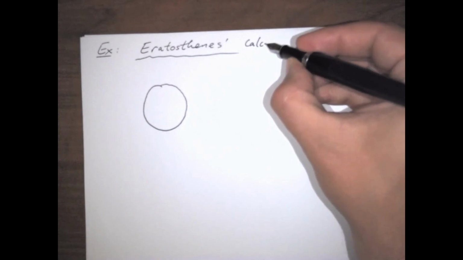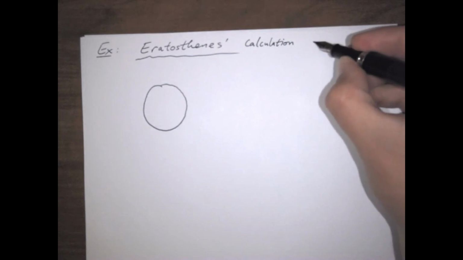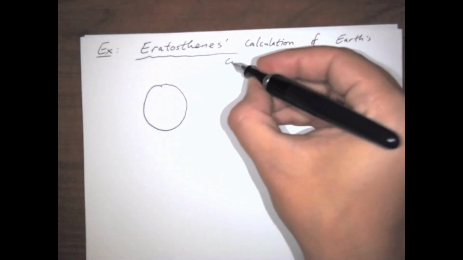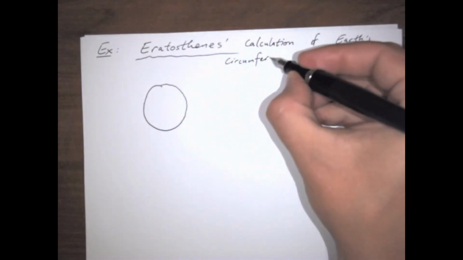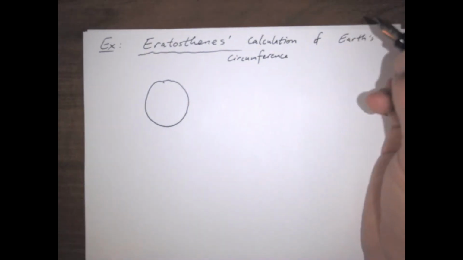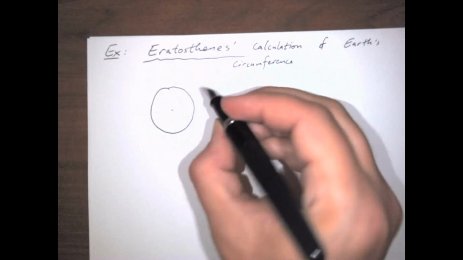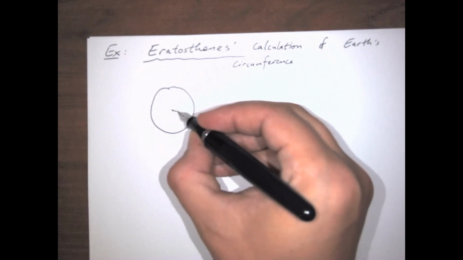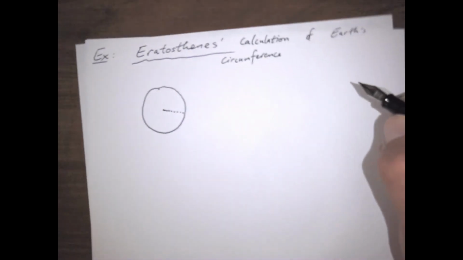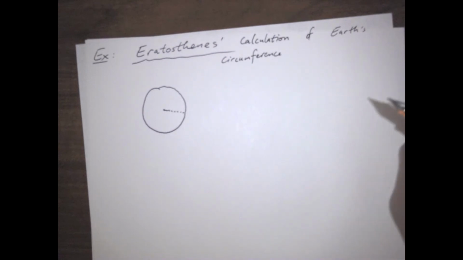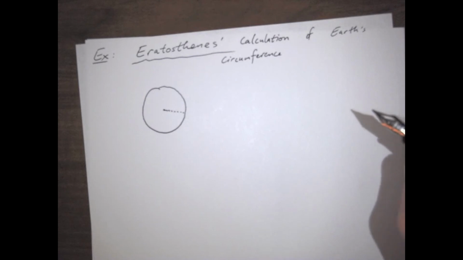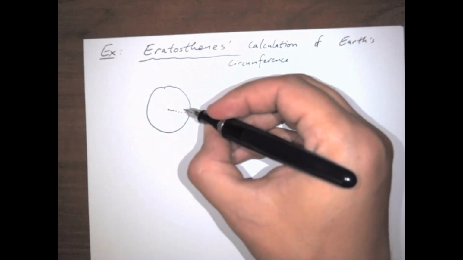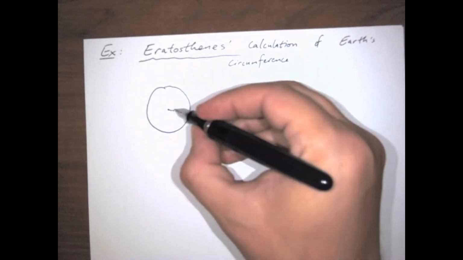So Eratosthenes' calculation of Earth's circumference. This was in ancient Greece. They didn't know the radius of the Earth at that time. They did know that the Earth was a sphere, because otherwise lunar eclipses would not be perfectly circular. So they knew that the Earth had to be a sphere, but they didn't know what size it was. That's pretty hard to tell, actually.